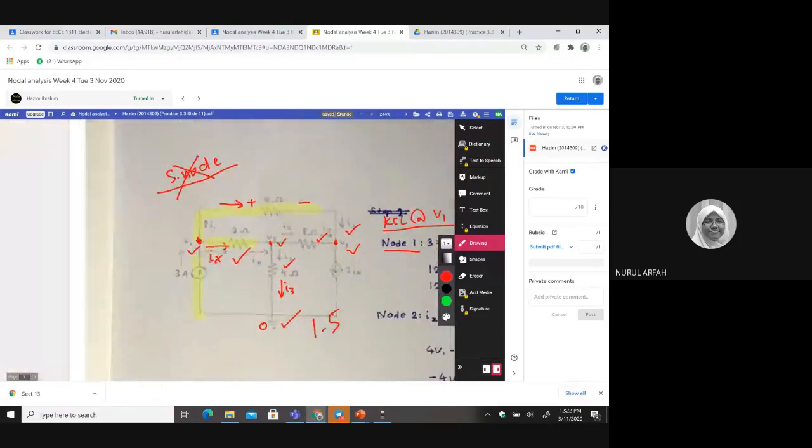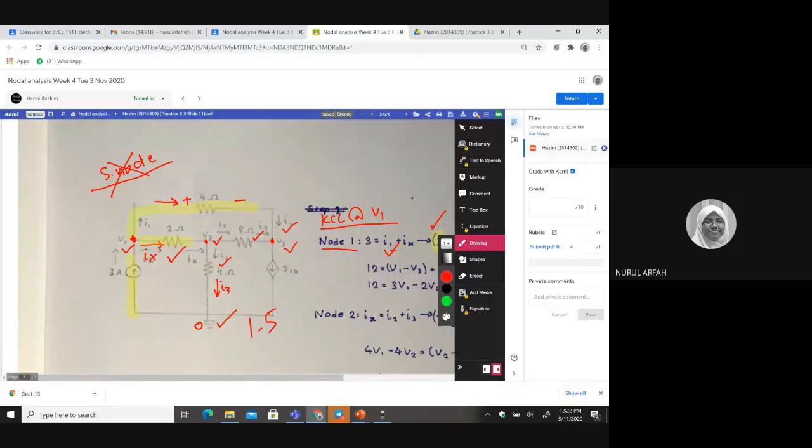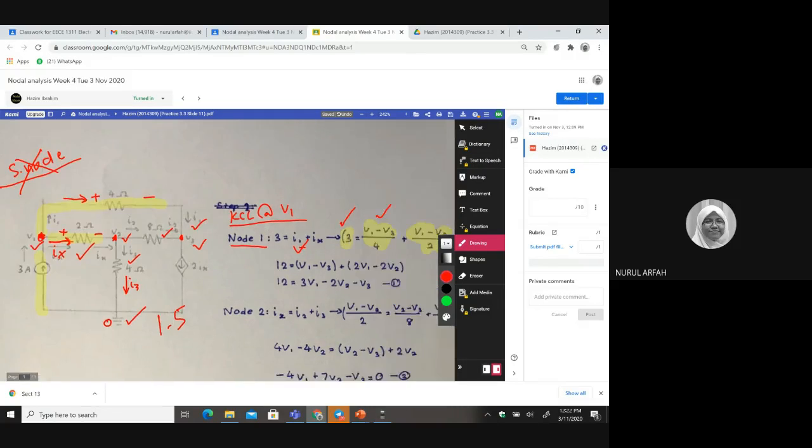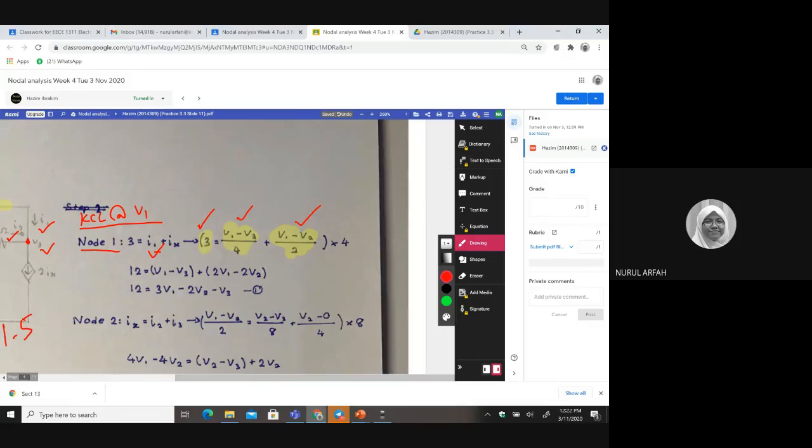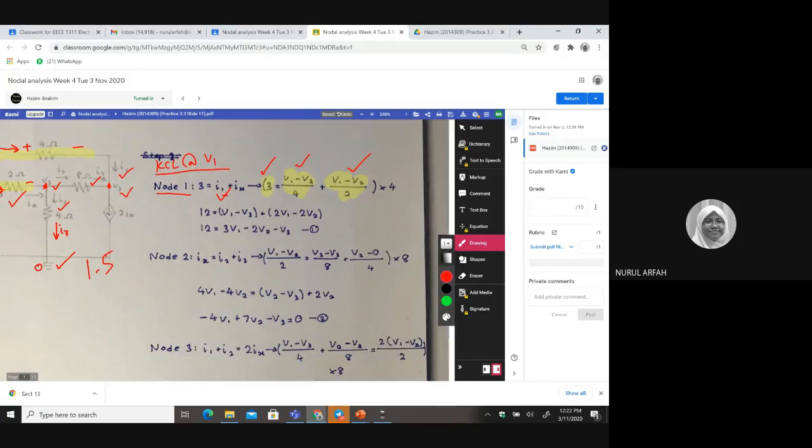This is correct. Next, you have V1 minus V2 divided by 2. Why? Because IX is entering the passive element, so you should have positive here and negative this side. So that's why Hazim has this. Okay, and then do the simplify.